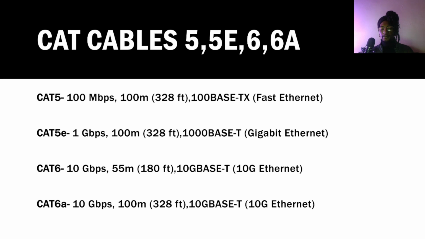Cat 6, 10 gigabits per second, 55 meters, that is 180 feet. 10GBASE-T, 10G Ethernet. Cat 6A, 10 gigabits per second, 100 meters, that is 328 feet. 10GBASE-T, 10G Ethernet.